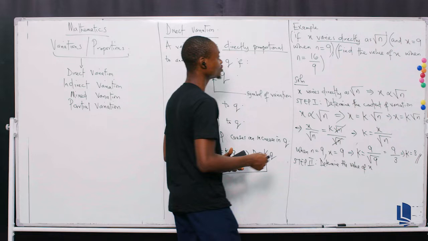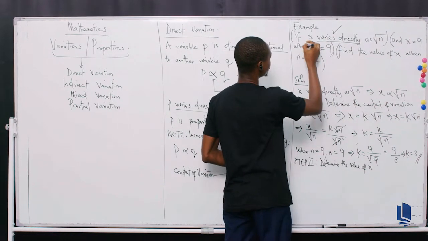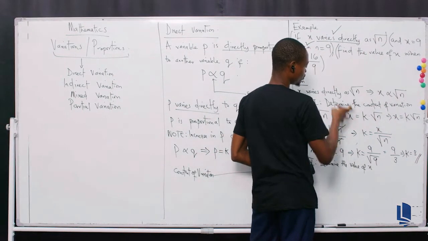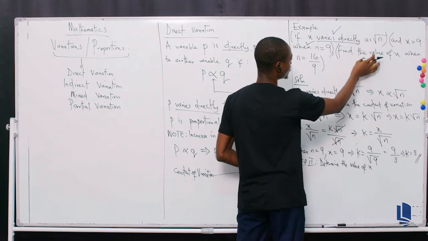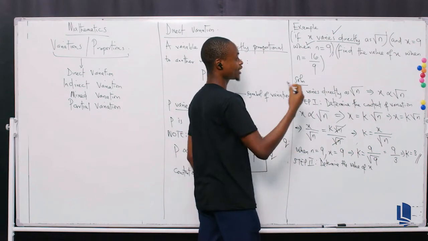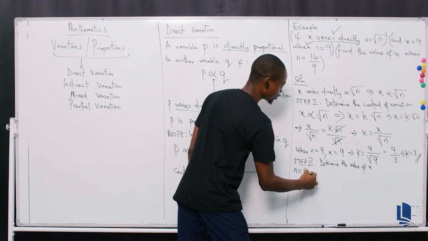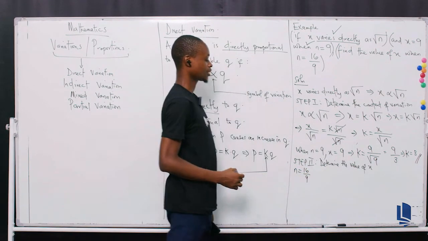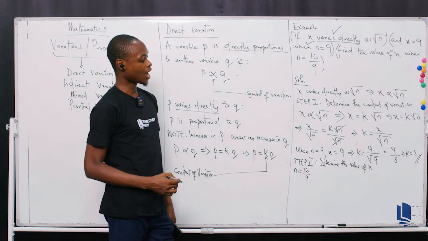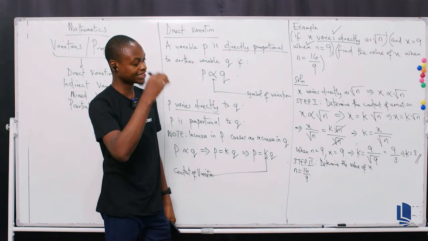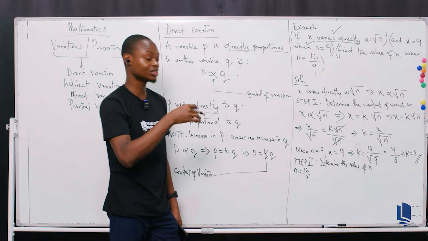I am already done with this statement. I've used this statement to determine k. Now I am on this statement. I am looking for x, right? I have been given that n is now 16 over 9, right? I have also determined that the constant of variation is 3.